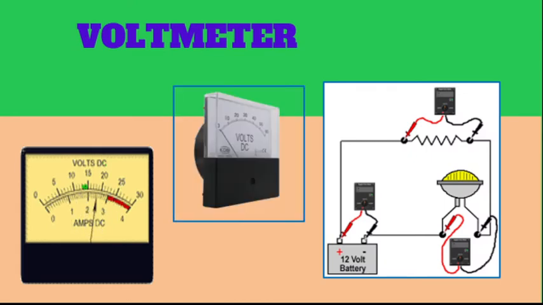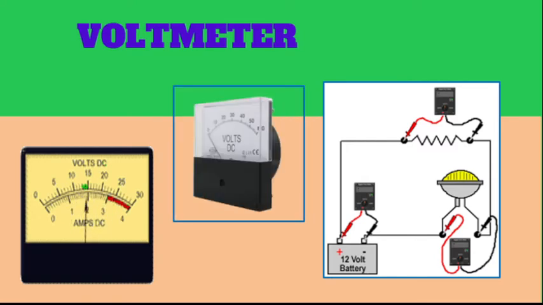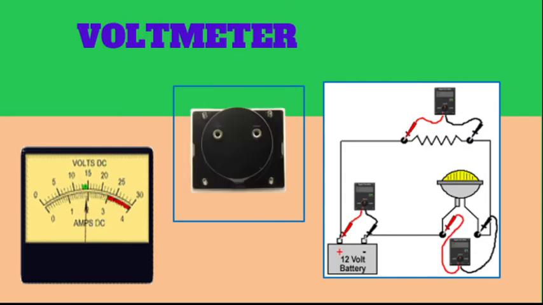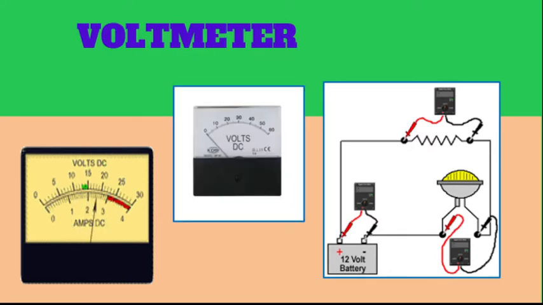A voltmeter measures voltage. The voltmeter should be connected across the load being tested. The positive terminal of a voltmeter is connected to the positive terminal of the bulb, while the negative terminal is connected to the negative terminal of the bulb.